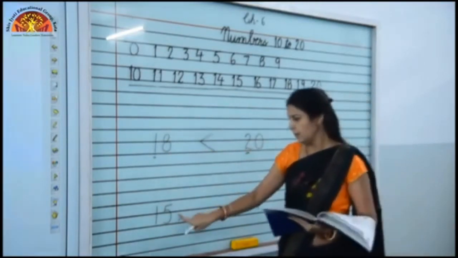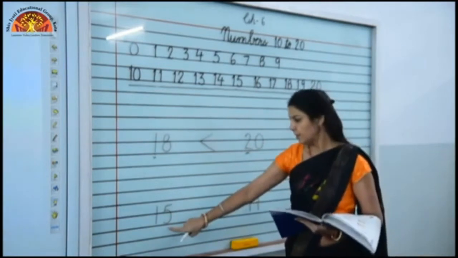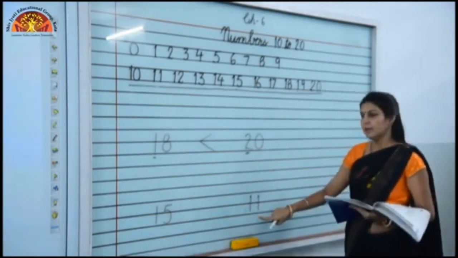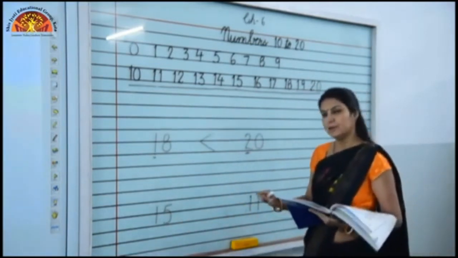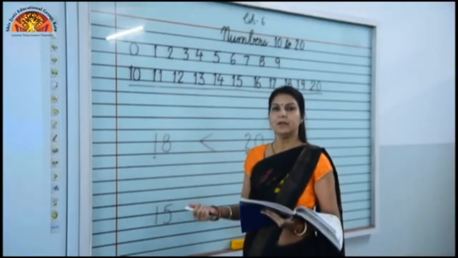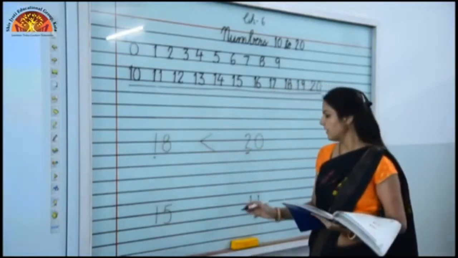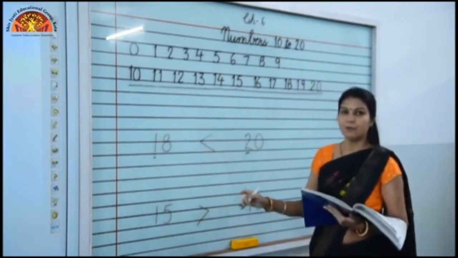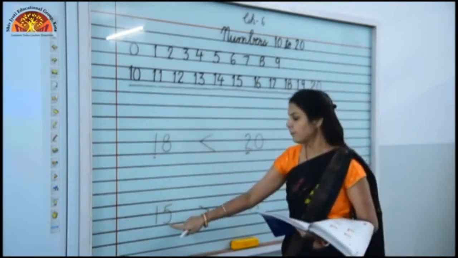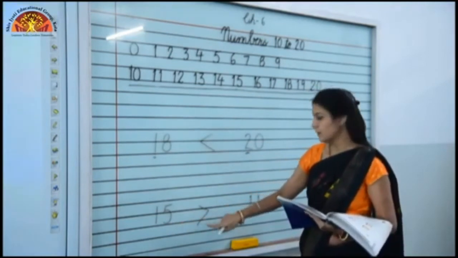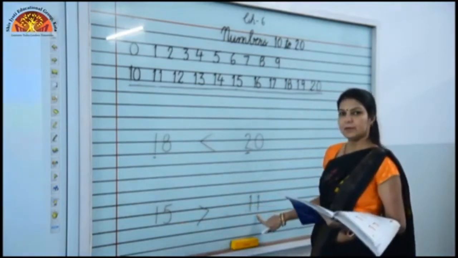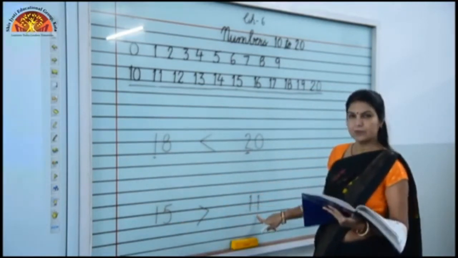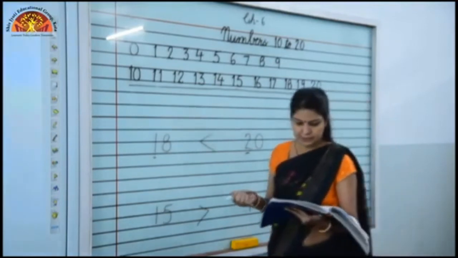Now see in the next, 15 and 11 are given. Now 15 you know is more than 11. So we will put the sign of greater than in front of 15. How we will read it? We will read it 15 is greater than 11. I hope you have understood and you can do the sum yourself.